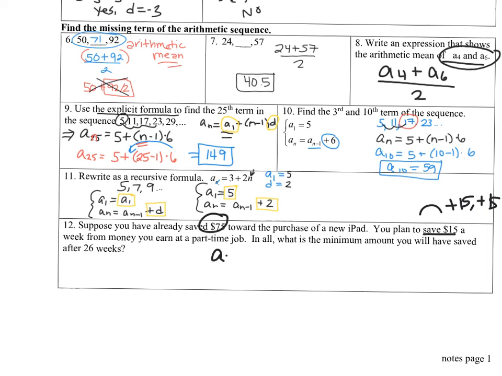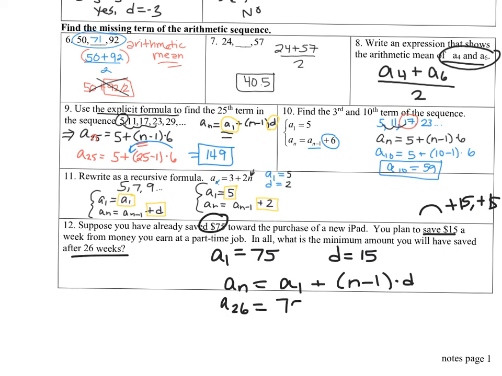So I have my a sub 1, and I have my common difference. So I'm going to use the formula a sub n equals a sub 1 plus n minus 1 times d. So the 26 weeks is going to be a sub 26 equals 75 plus 26 minus 1 times 15. So if I put that in my calculator and I do 75 plus 25 times 15, I get $450. So minimally, we should save $450.